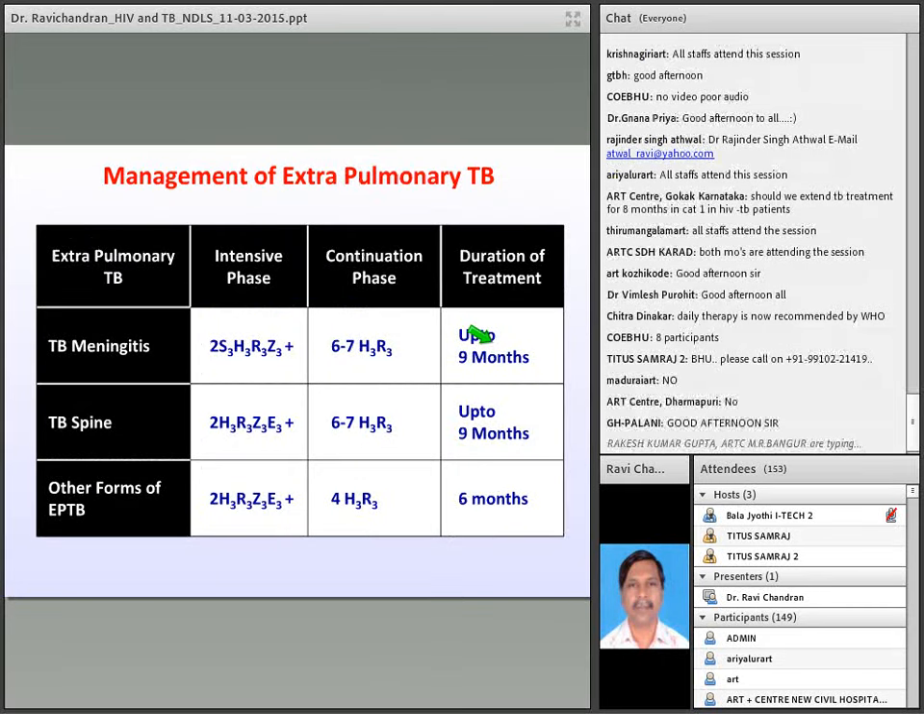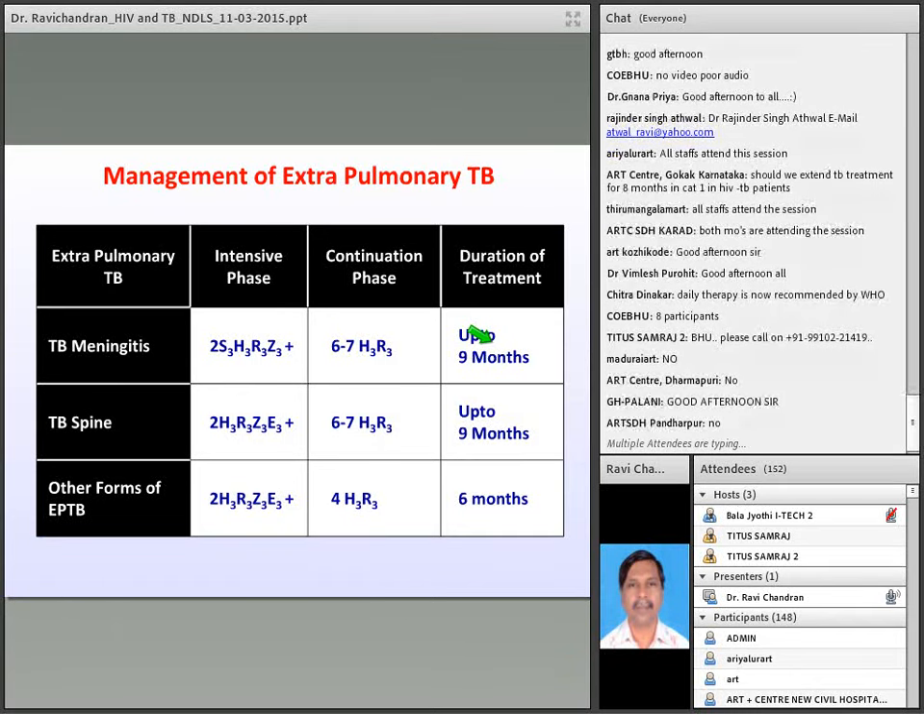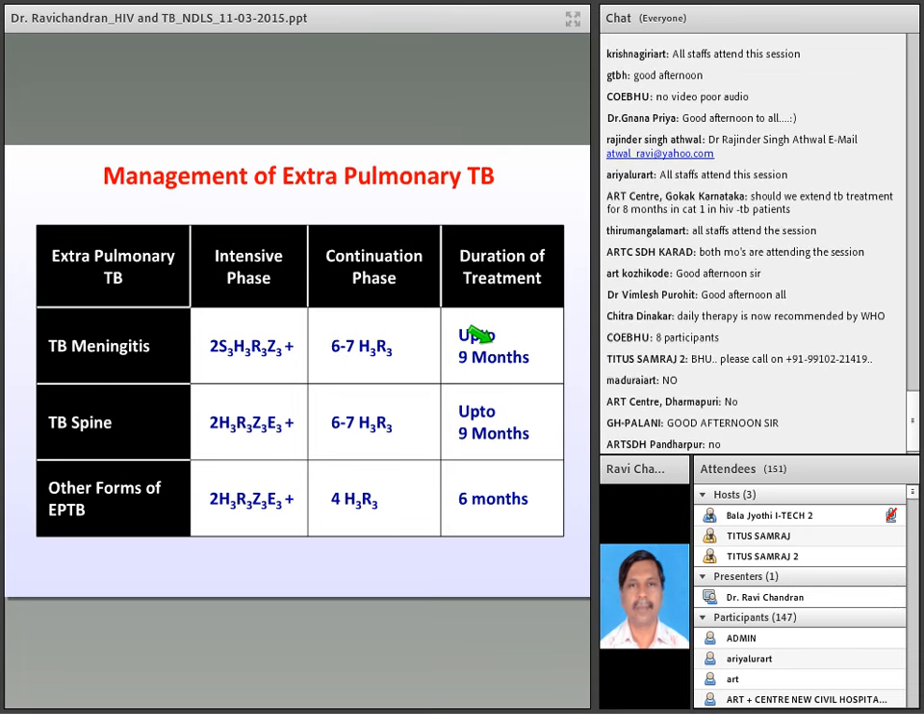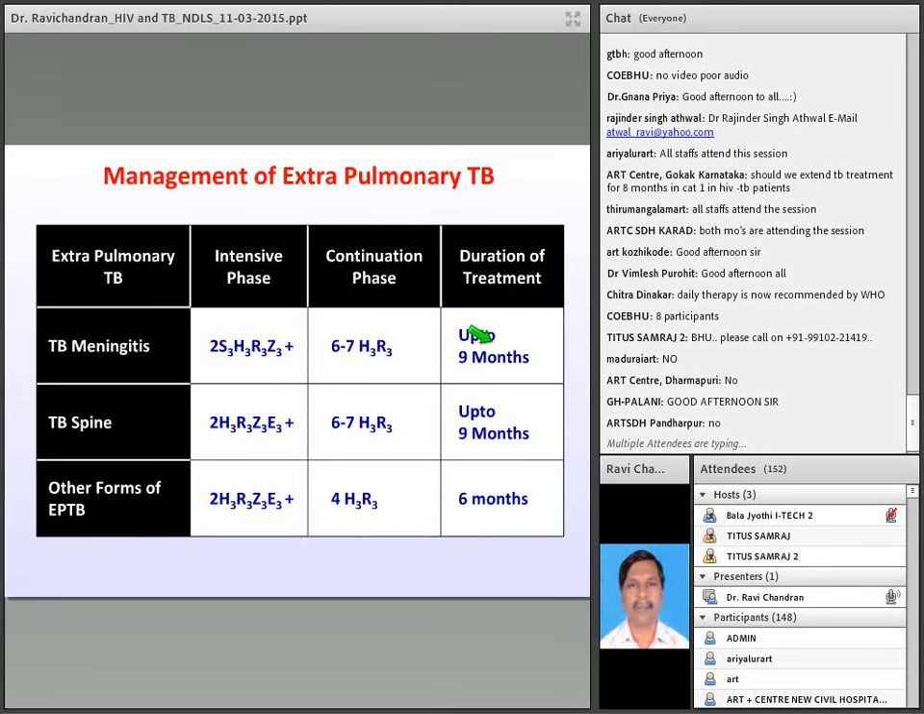This is the regimes we use for extrapulmonary tuberculosis, like TB meningitis, TB spine, and other forms of abdominal tuberculosis and other forms of extrapulmonary tuberculosis.